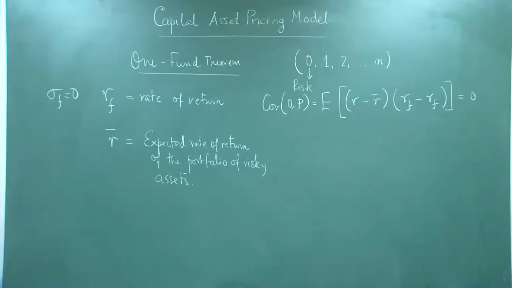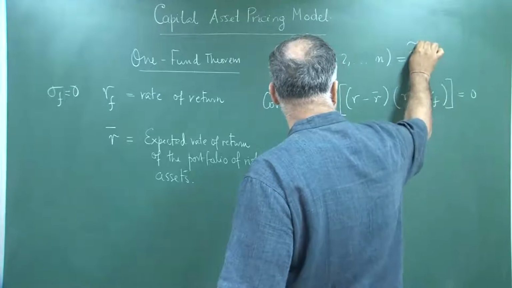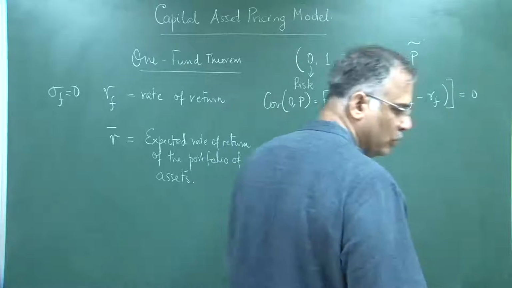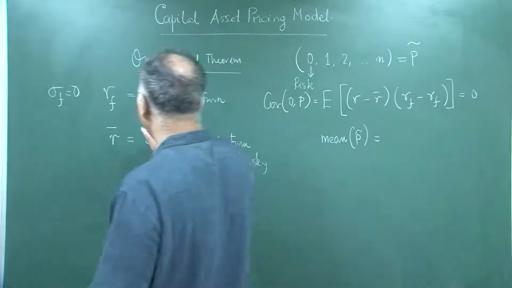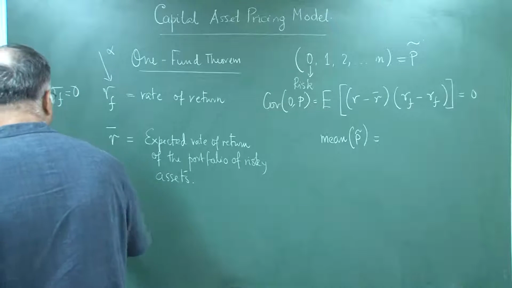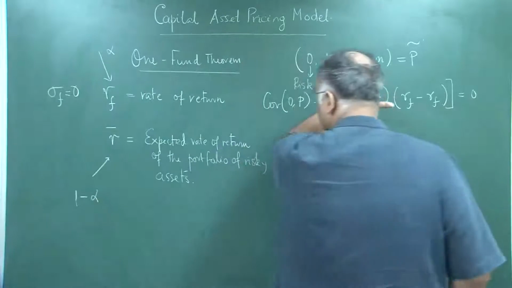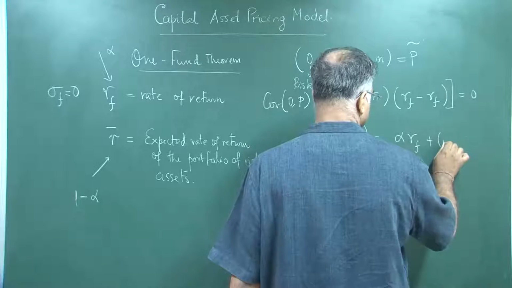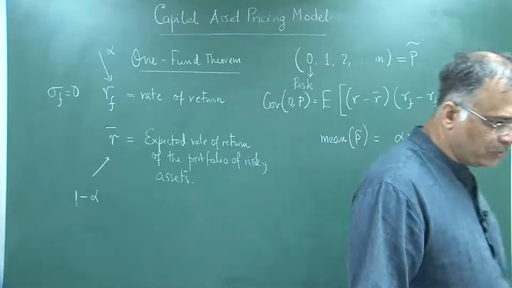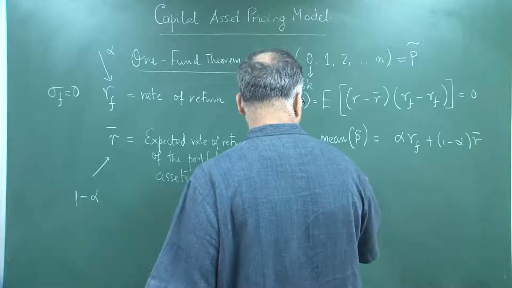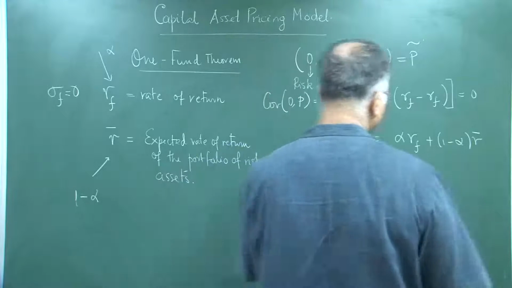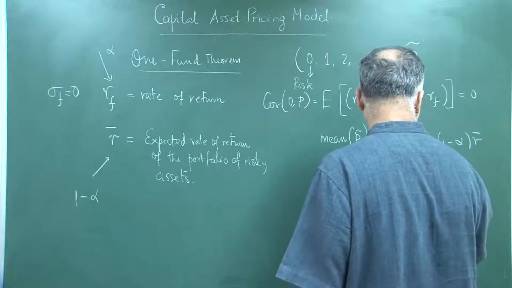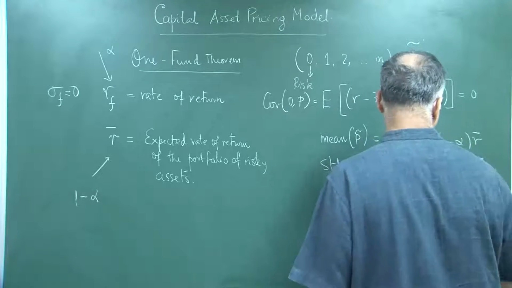So, if I now look at the mean of this portfolio, say portfolio P tilde, what would happen? Suppose of the total money, I have invested alpha in the risk free asset and 1 minus alpha in the risky portfolio. Alpha in the riskless asset and the rest in the risky portfolio. So, my mean is, and what would be my standard deviation? The standard deviation of P tilde is, of course, alpha times the same sigma F. Sigma F is 0 actually.